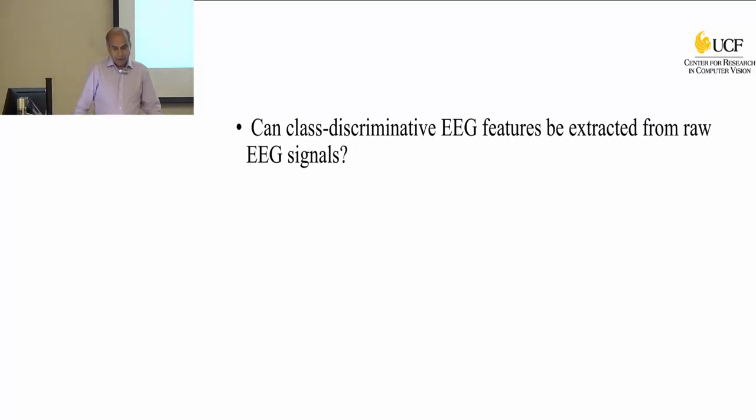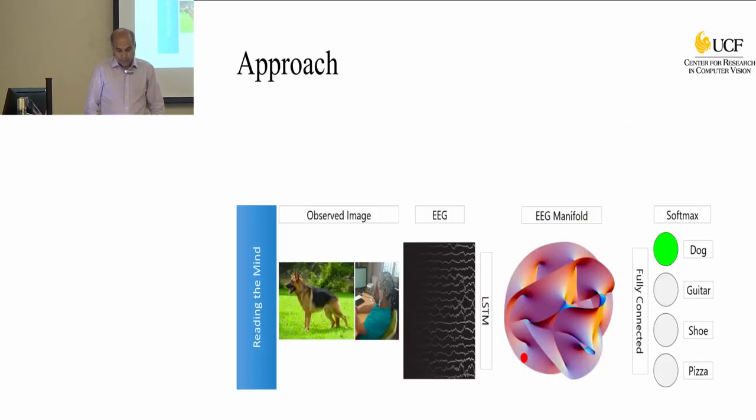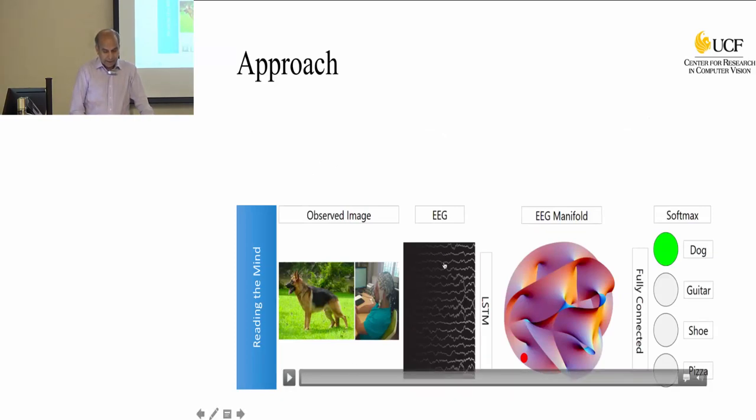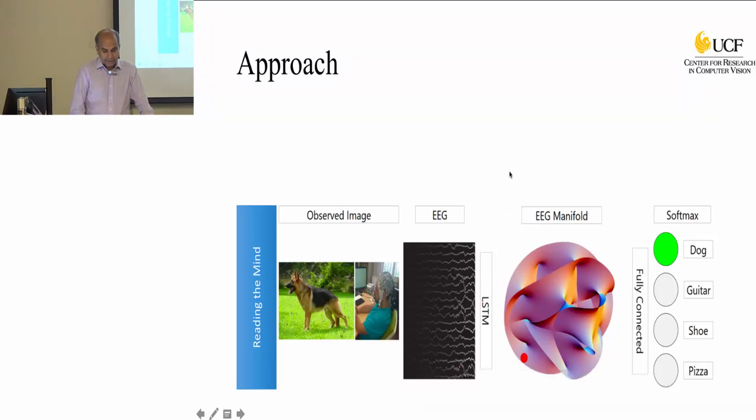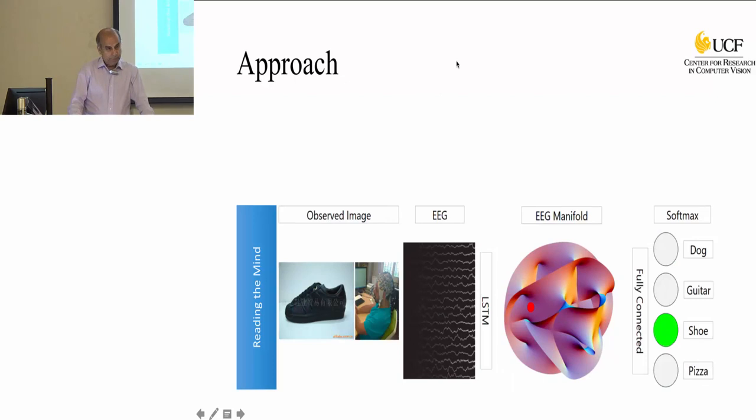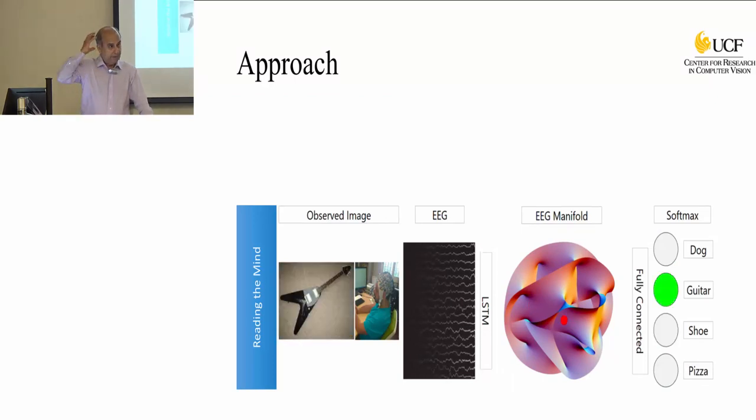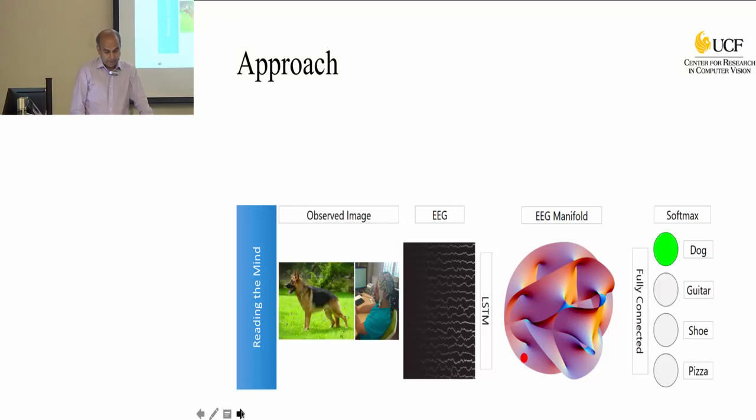The question we asked is, can class-discriminative EEG features be extracted from the raw EEG signal, which means, can we just use the EEG features to recognize these different classes instead of looking at the images. So this is the image and these are the EEG signals. Then we compute features using an LSTM, and it's mapped onto a different manifold, and we use a softmax classifier, and it works pretty well. It looks at the pizza and gives you pizza and so on. So we are using only EEG features, the brain signals. Okay, so that is the first piece.